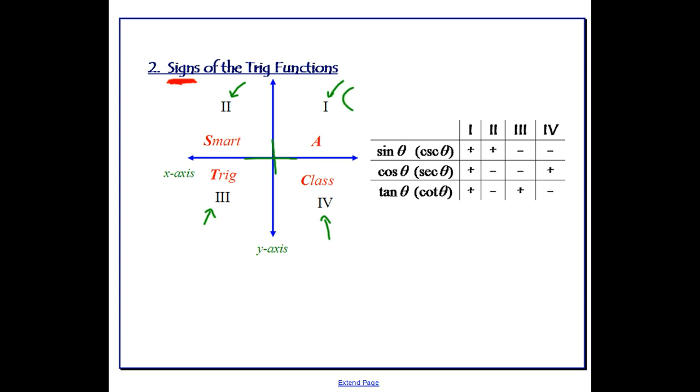We know in the first quadrant both the x-coordinate and the y-coordinate are positive. Over in the second quadrant, we had to go left. The x-coordinate's negative, but we went up, so the y-coordinate's positive. Third quadrant, we went left and down. Both the x and y are negative. In the fourth quadrant, the x is positive, but the y is negative.